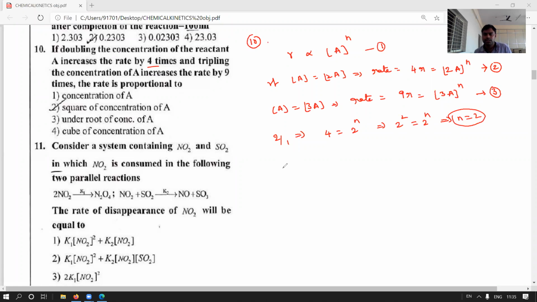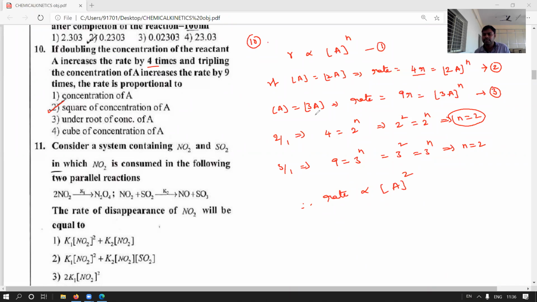Either from equation 1 and 3 you take 3 by 1 also, then 9 is equal to 3 power n. 9 is nothing but 3 square, which is equal to 3 power n, then n is equal to 2. Therefore, rate is directly proportional to the square of the concentration of A. Square of concentration of A means the second option is correct, because here the order is 2, which means if the concentration of reactant is increased by twice, then the rate is increased by 4 times.